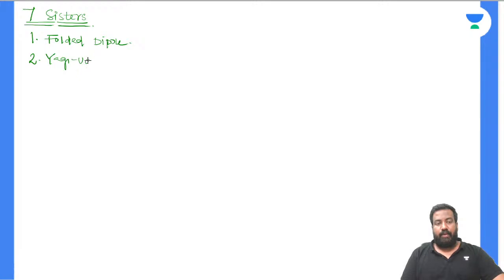Then we discussed the Yagi-Uda antenna. It's a parasitic antenna, an example of a parasitic antenna, mostly with a folded dipole as its driven element. And this parasitic array antenna contains three main elements: the driven element, where the power is fed or taken from it, a set of directors, and a reflector.